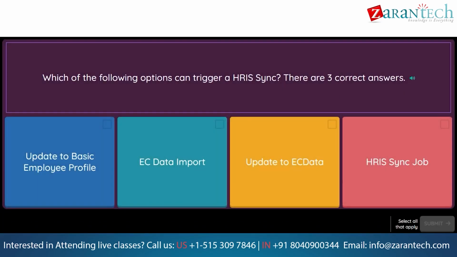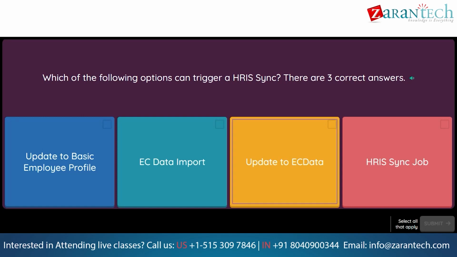Question: which of the following options can trigger a HRIS sync? There are three correct answers. Option 1, update to basic employee profile. Option 2, EC data import. Option 3, update to EC data. Option 4, HRIS sync job.